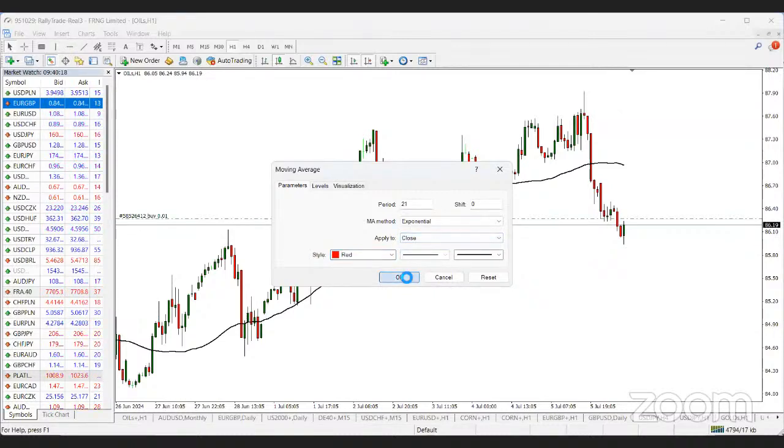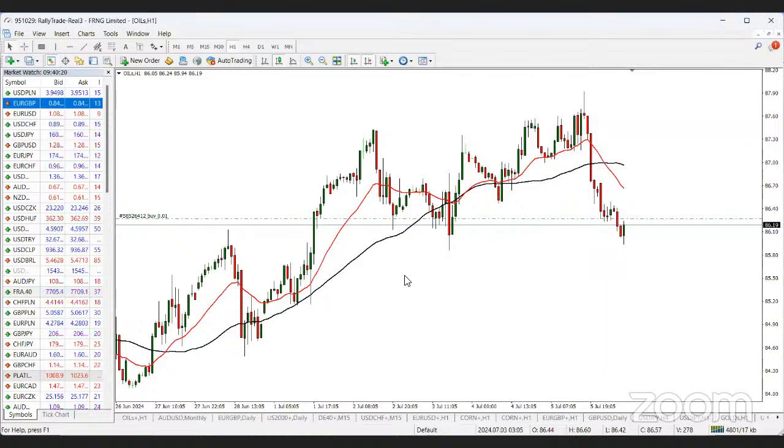Now, the idea is simple. The red is faster than the black, apart from the fact that the period of the red is smaller than that of the black. The period of the red is 21, the period of the black is 50, which means that obviously the red is going to be faster than the black. But that's not the only reason why this one is very potent. The red's method of calculation is exponential, which makes it even faster. So the red will react closer to price than the black. The black is a little bit relaxed.